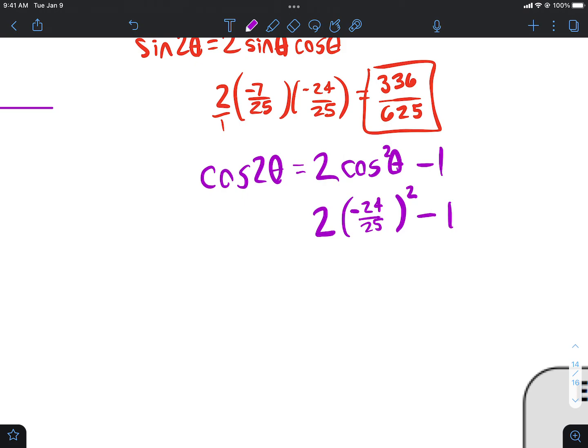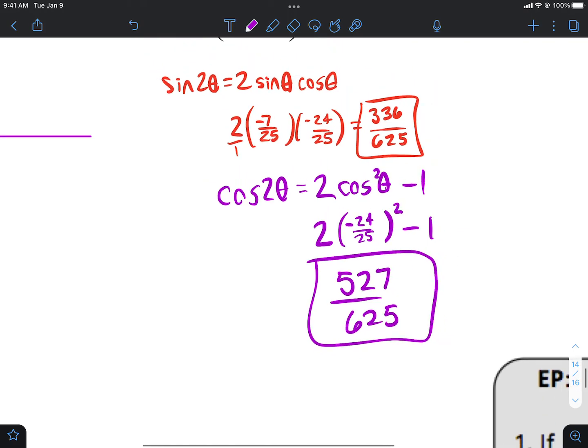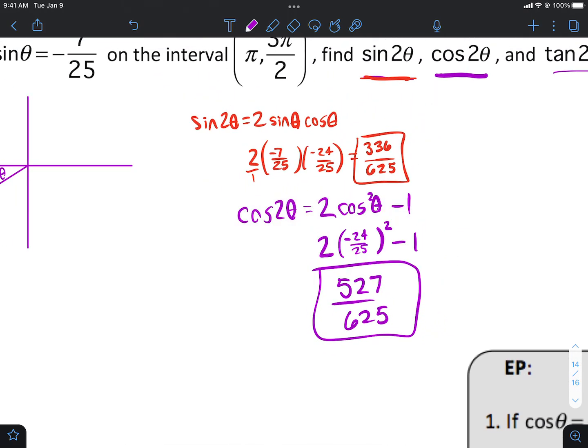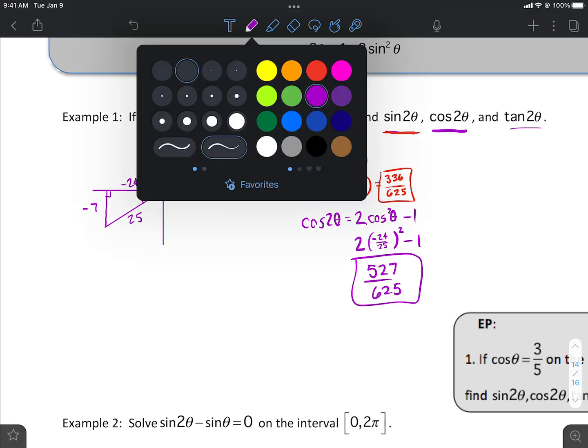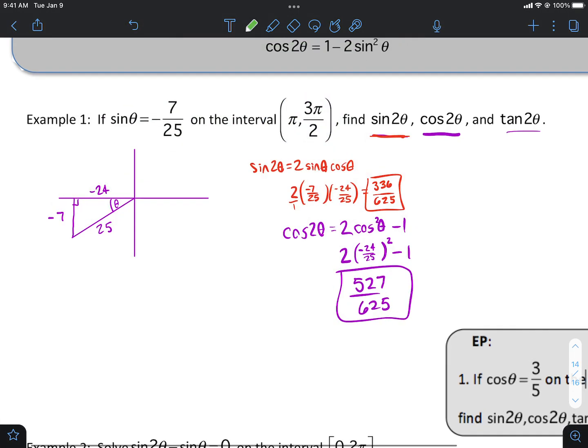That apparently is going to come out to 527 over 625. That'll be your answer there. So just go ahead and type it straight into the calculator, and that should be good. Okay, and then finally we can do tangent of 2 times theta, I guess.